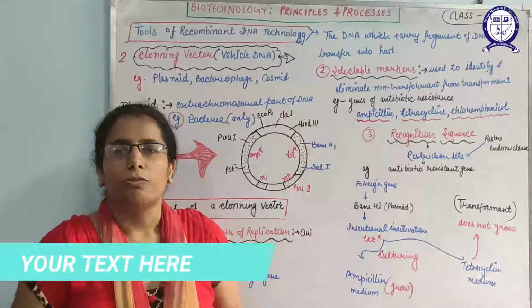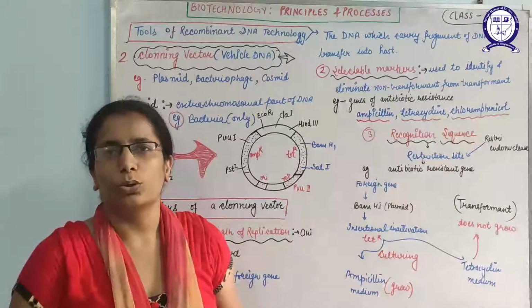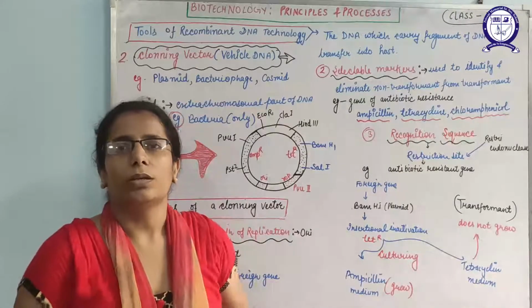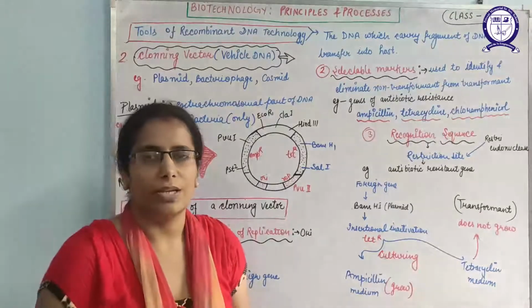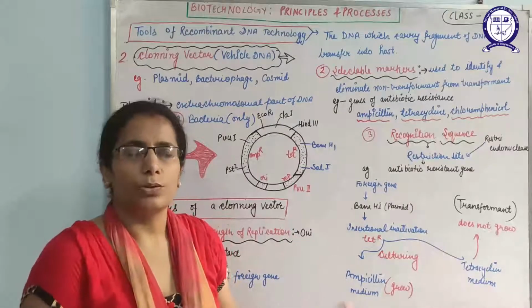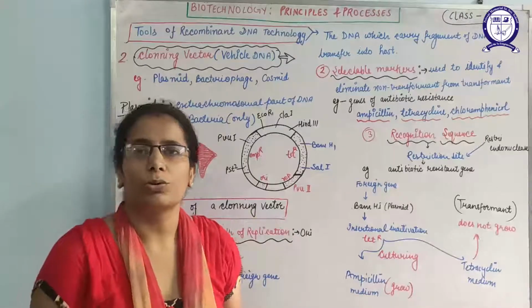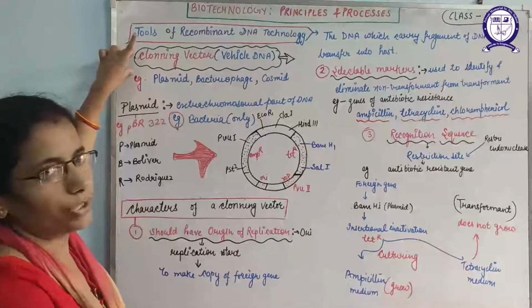Okay students, we were already discussing the tools of recombinant DNA technology. Those were enzymes, second is the vehicle or vector DNA, and third is the passenger DNA. We already discussed all the enzymes that we use in biotechnology. So we are going to start the second tool of recombinant DNA technology, that is the cloning vector.